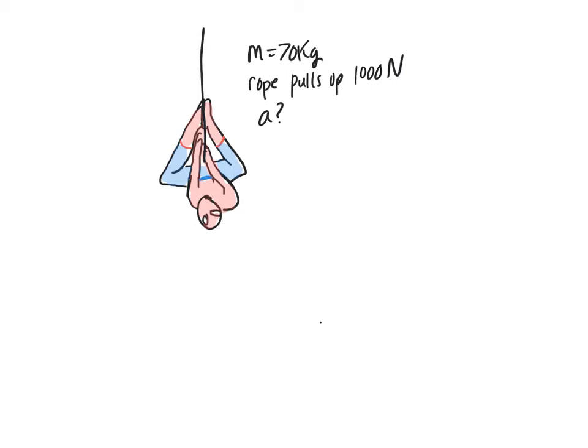All right, first thing we're going to do, we're going to draw a free body diagram. So we're going to look for the forces that are acting on Spider-Man. One of them is definitely force of gravity. Force of gravity is pulling downward. Another force that's going to be acting is tension. Because this is a rope, it's going to be tension.